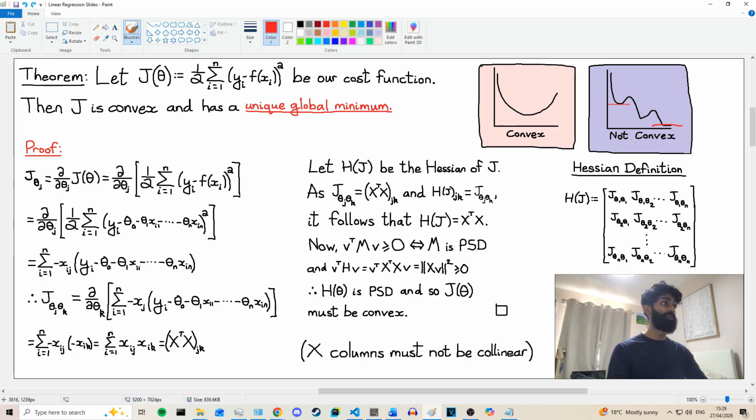So this is why convexity is an important feature of our cost function, or a nice one, because you don't always get convexity, but in the case of linear regression, the sum of squared errors does. So to justify this claim, first, we take the partial derivative of our cost function with respect to theta j. So theta j here is the jth weight of our line of best fit.